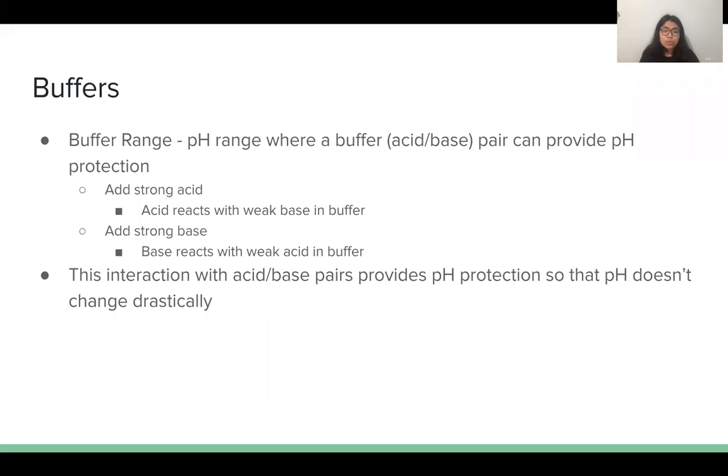A buffer range is a pH range where a buffer, an acid-base pair, can provide pH protection. So if a strong acid or a strong base were added to a buffer solution, your pH won't change very much, because when a strong acid is added, the acid is going to react with the weak base in your buffer. And when a strong base is added, the base is going to react with the weak acid in your buffer. That interaction with your acid-base pair provides pH protection so that the pH of your solution won't change drastically.